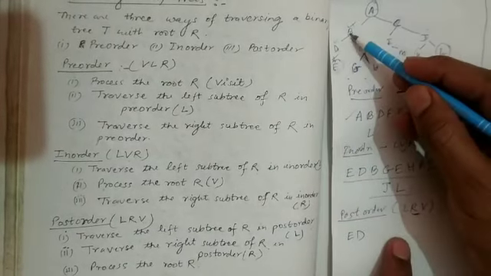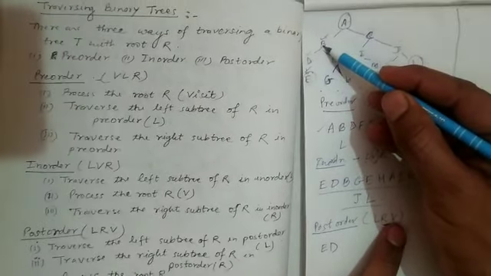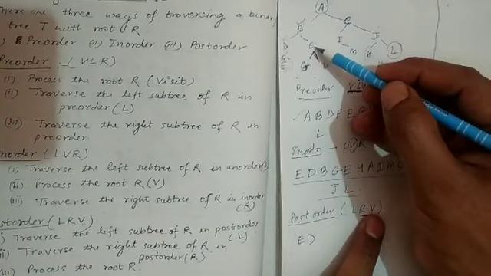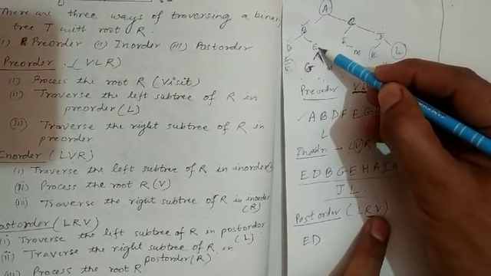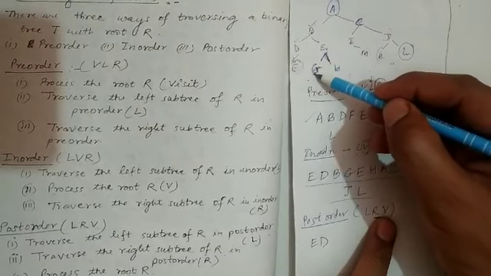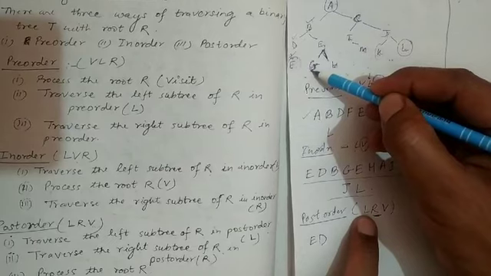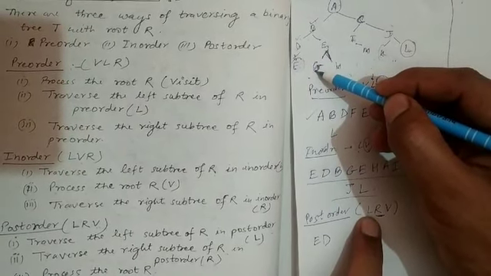Now come back to B. The L part is completed for this node. R and V are remaining. So next is move right. So we'll come here. E is a fresh node, so LRV will be called again. LRV says first move left. L comes first, so you will come to the left side, to G.